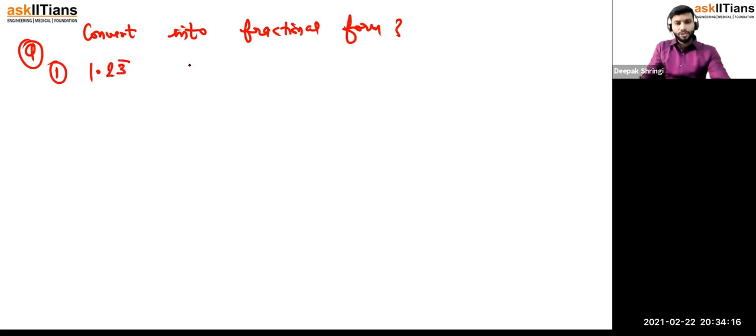1.23 bar, bar is only on 3. Then you have 0.123 whole bar, and the third one is 1.156 bar, bar is on 5 6. There are 3 questions you have to solve. Give it a try. The bar is on 1 2 3 over here. Give it a try, please.